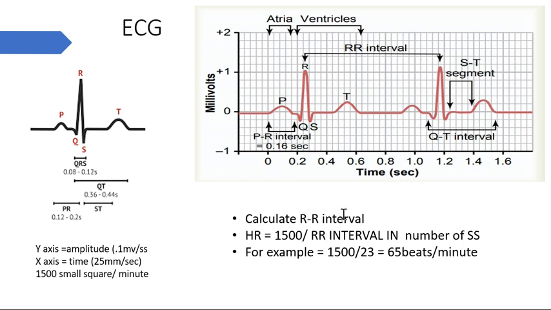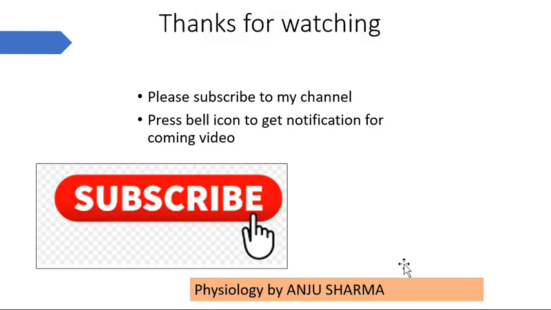So how do you calculate the heart rate? This is a question. You can be given one ECG in the spotting part. You just have to calculate one RR interval, the number of boxes from one R to the next R, and use this formula: 1500 divided by the RR interval in number of small squares between these two R waves. So here, 1500 divided by 23 gives you 65 beats per minute.